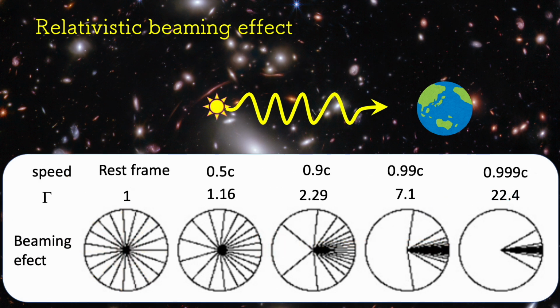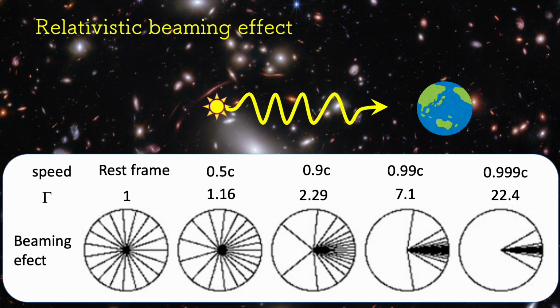This diagram illustrates how light from an isotropically radiating object becomes beamed due to motion. The top shows the speed of the object as a fraction of the speed of light, and the Lorentz factor is indicated below. When the object is stationary, the Lorentz factor is 1, and light is distributed evenly. At 50% of the speed of light, the Lorentz factor is 1.16. At 90% and 99% of the speed of light, it becomes 2.29 and 7.1, respectively, concentrating radiation in one direction. At 99.9% of the speed of light, almost all the radiation becomes observable.